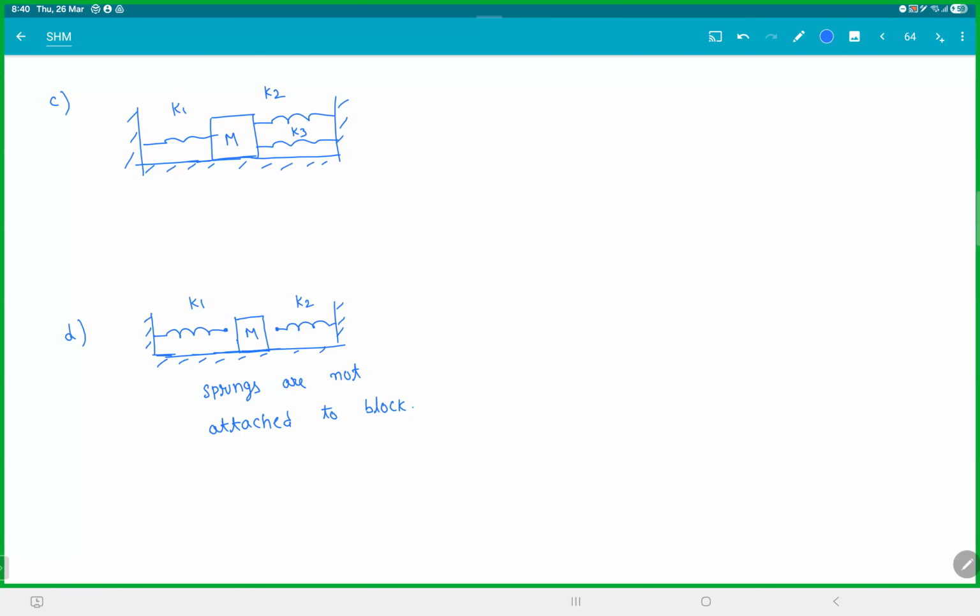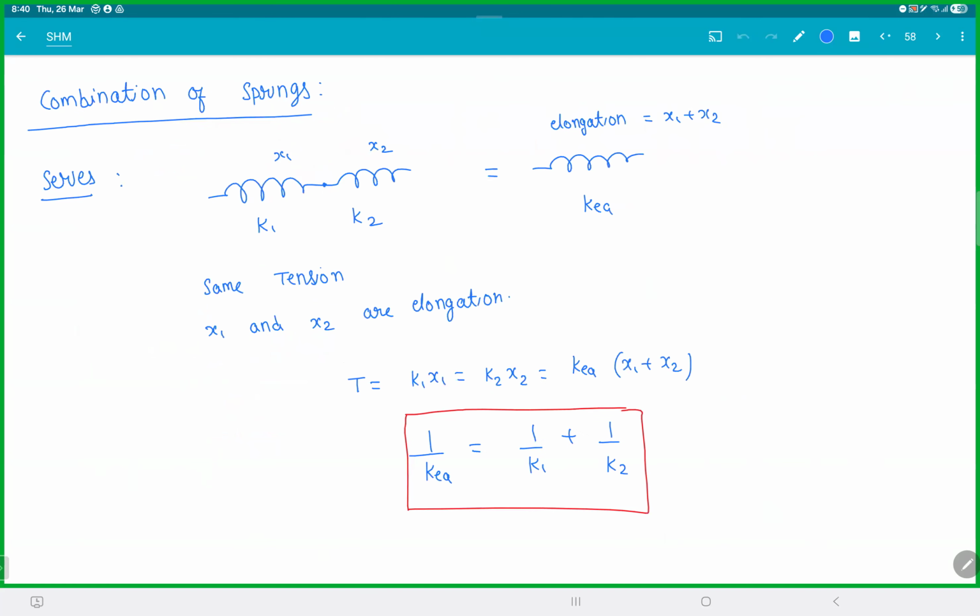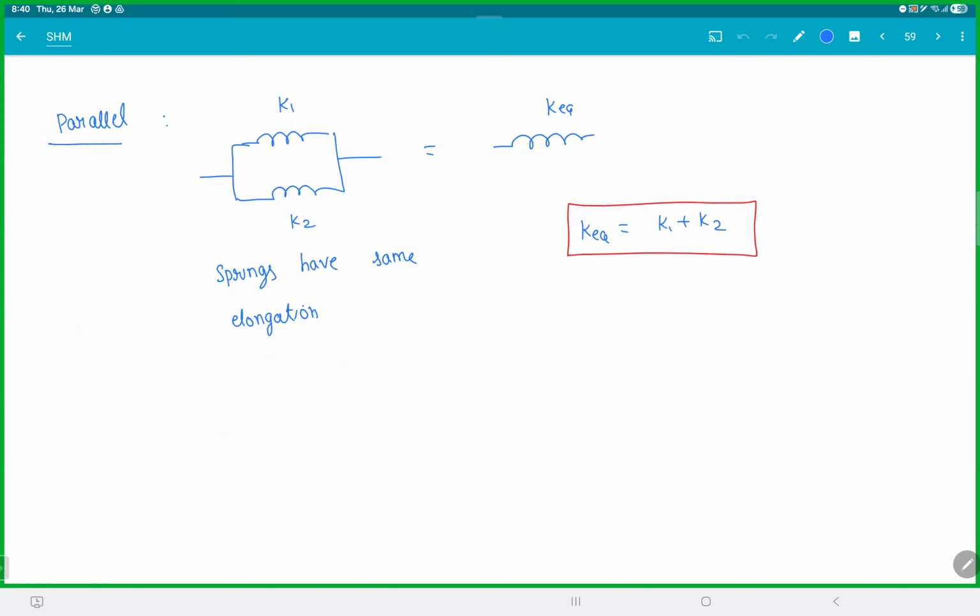So the doubt comes here: what are these 3 in? Are they in series or parallel? Again, go back to the definition. How do you say something is in series? Just because they're side by side, don't say they're in series. To be in series, what is the condition? They should have the same tension. For parallel, what is the condition? They should have the same elongation.